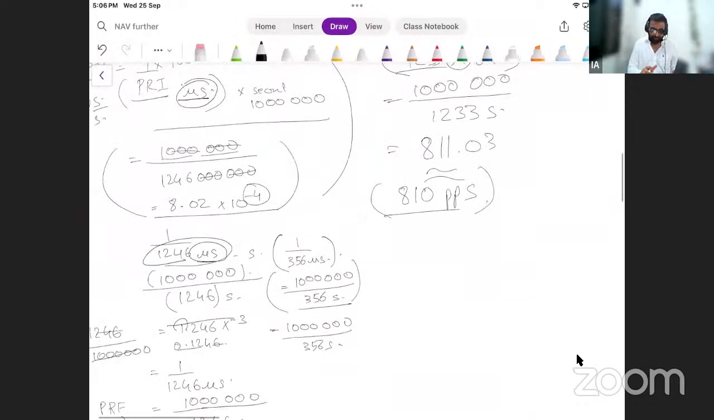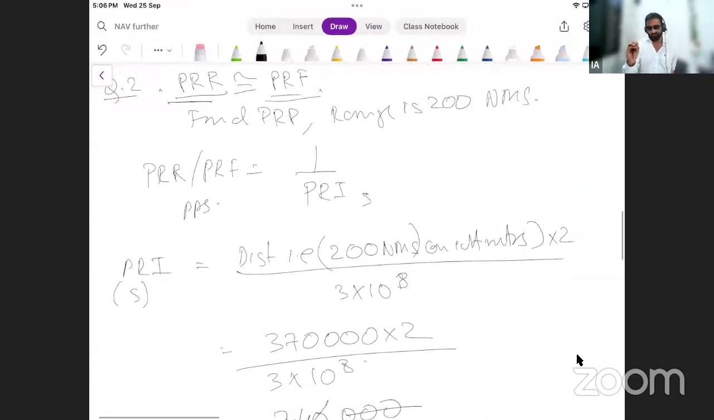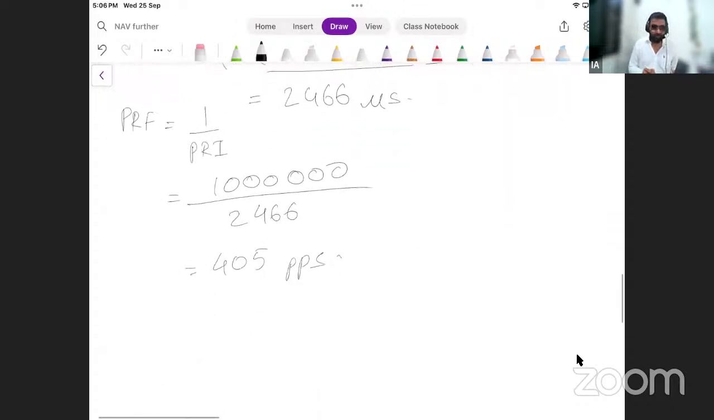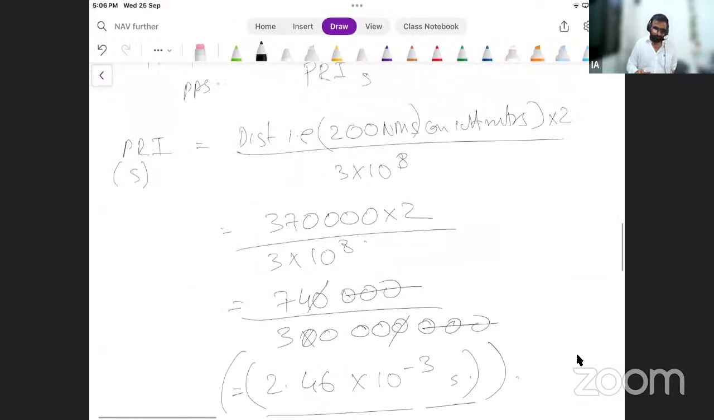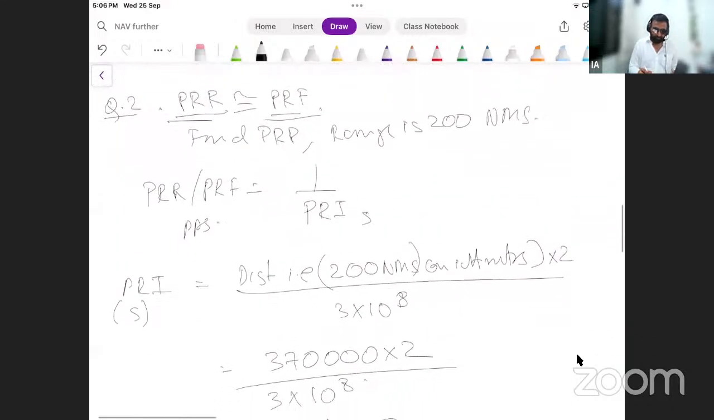So you can avoid the lengthy steps by just remembering the solved example question number 2 solution that I've given, which should have started from around the 38 minute mark of the lecture. 405 PPS is an accurate answer. The textbook answer is also 405 PPS, and you can refer to page 187 of your textbooks. Okay, so easy.